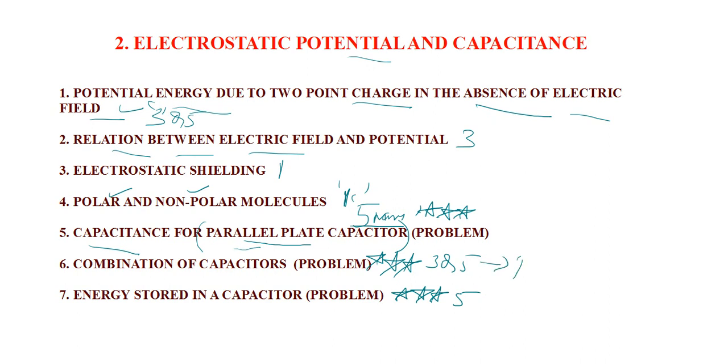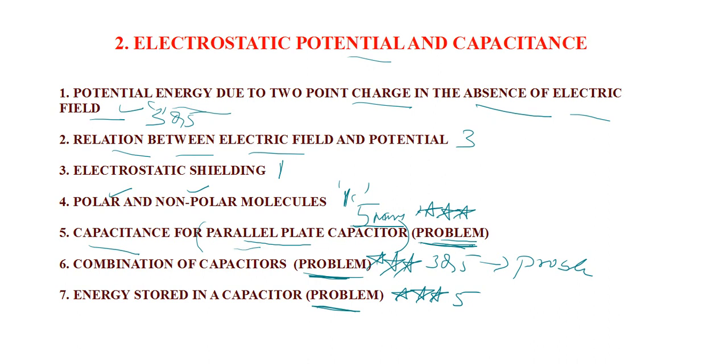The probability of problems being asked is very high. Remember, combination of capacitors, series and parallel combinations. They may also ask what will be the capacitance. That's why I mentioned here, problems are very important in these topics. Definitely the problems will come from these topics only. I hope you understand. In electrostatic potential and capacitance, these are the very important topics. I'm not recommending you read only these topics, but first preference should be for these topics.